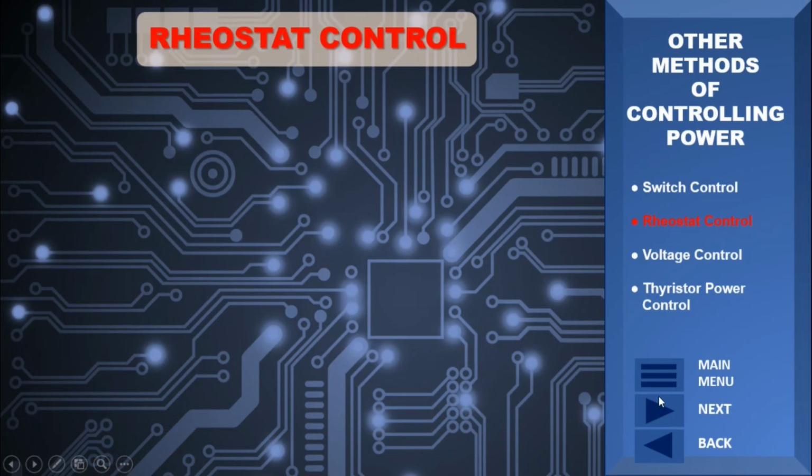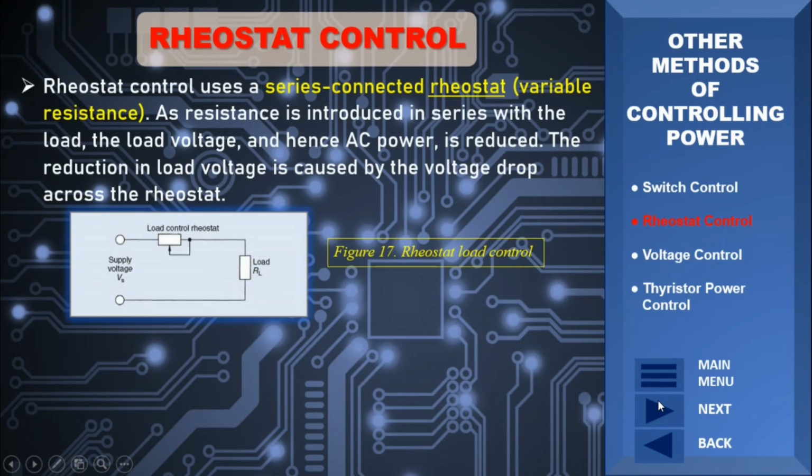Rheostat. Rheostat control uses a series connected rheostat, or variable resistance, as depicted in Figure 17, to control load power. As resistance is introduced in series with the load, voltage and hence AC power is reduced. The reduction in load voltage is caused by the voltage drop across the rheostat. AC power may be controlled from a very low value up to full power.